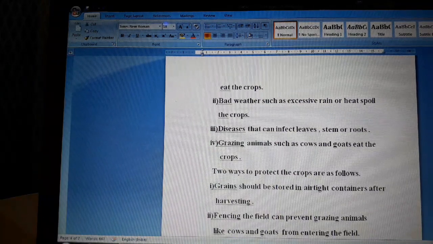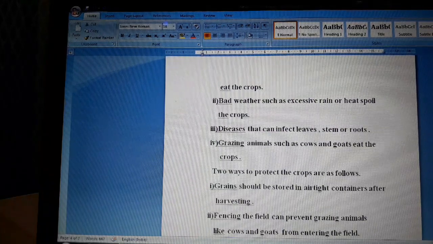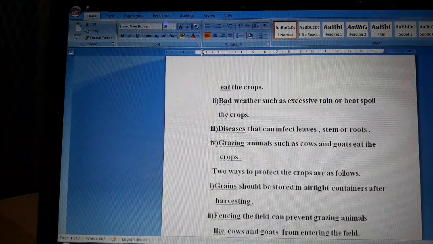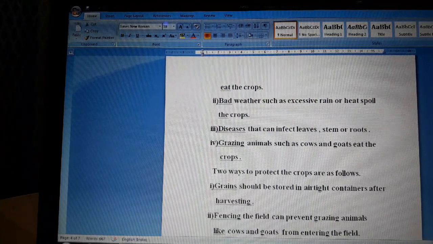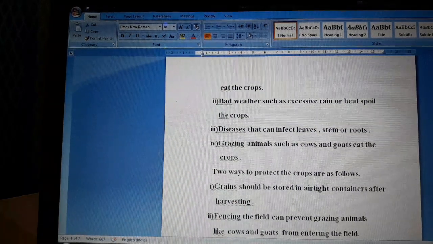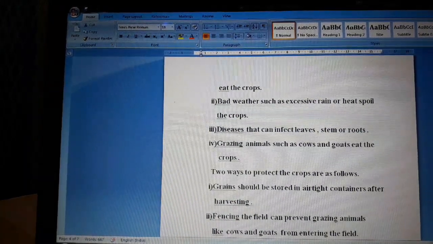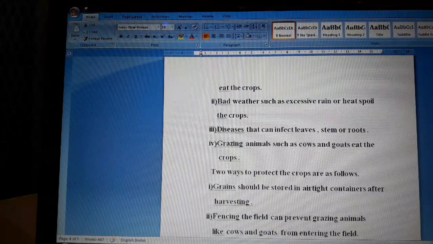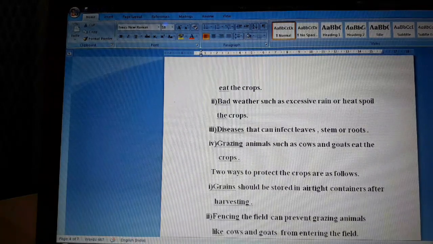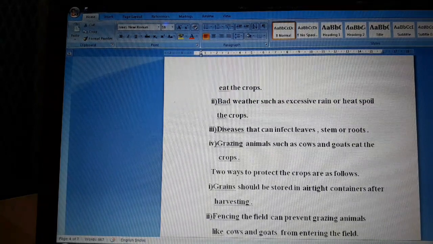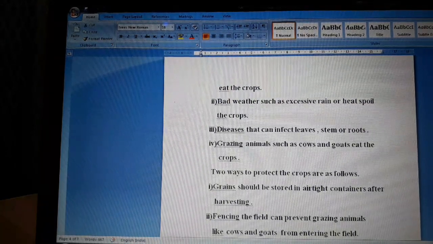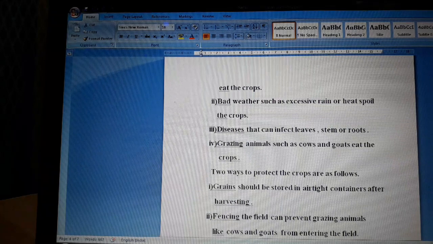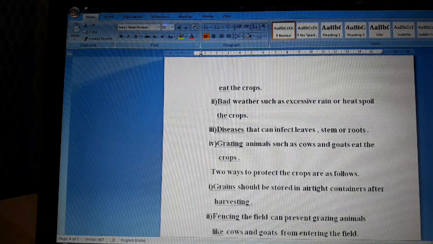Certain diseases can also affect the leaves, stems or roots. This way also crops are destroyed. And crops are again destroyed by grazing animals, cows, goats, buffaloes, which enter the field and eat the crops. So fencing should be done to keep those animals from entering the fields. These are the four methods of how crops can be destroyed.